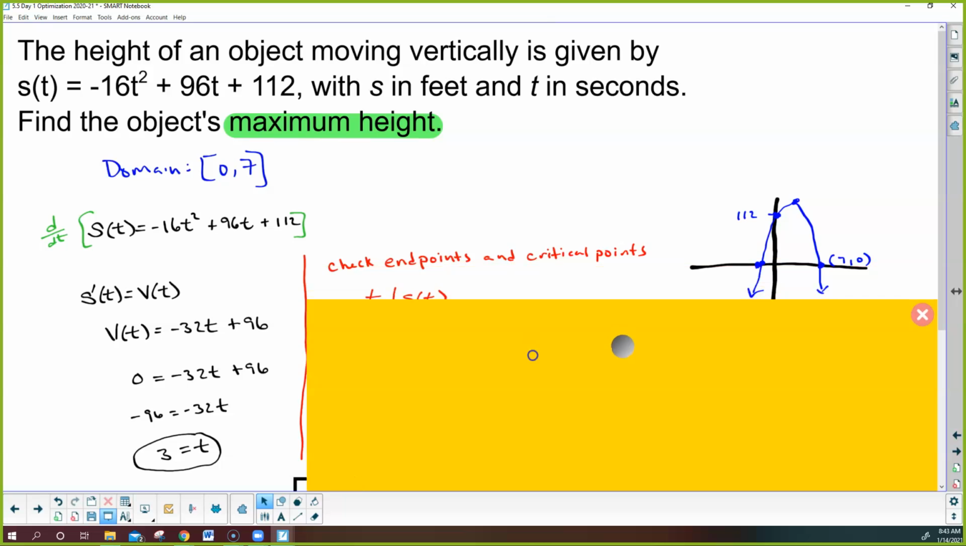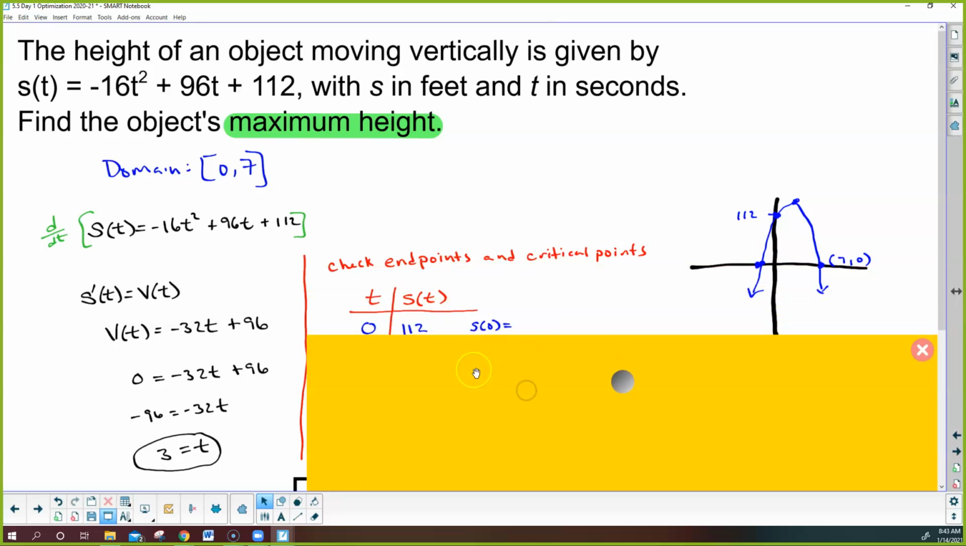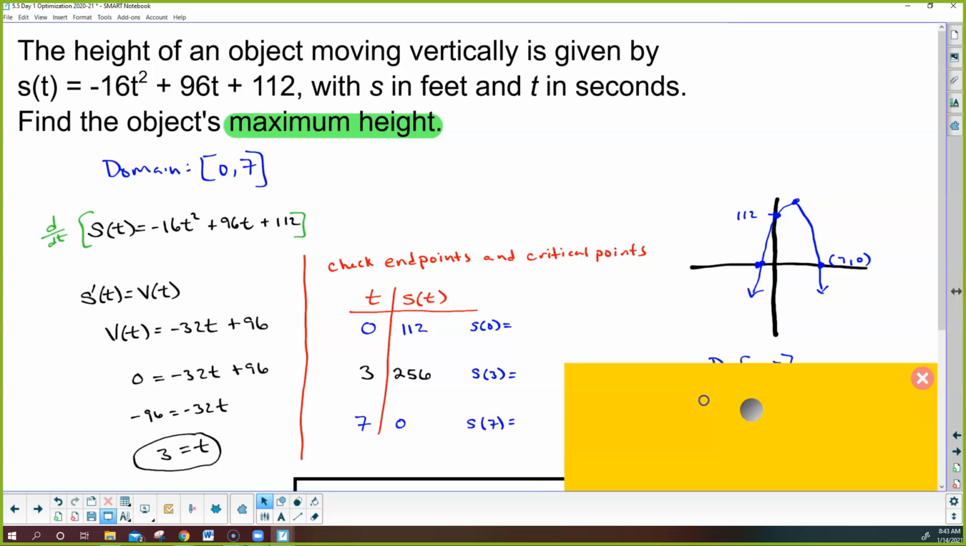So what do we do then? We check the endpoints and the critical points. If I plug in 0, you get 112. And notice we plug it into the original function. And if I plug in 3, you could do that without a calculator. And if 7, we know that that's a 0 as well. So you don't need to do this.